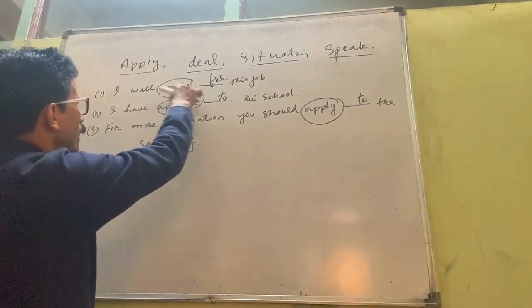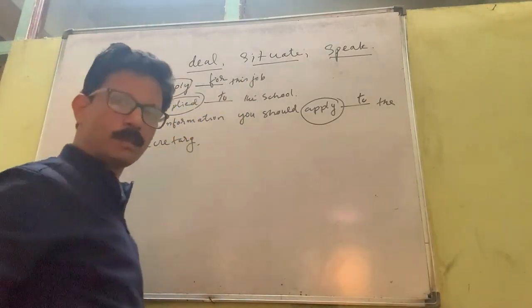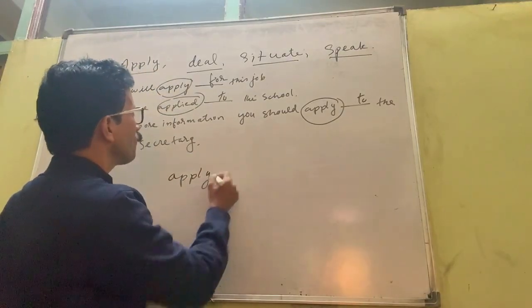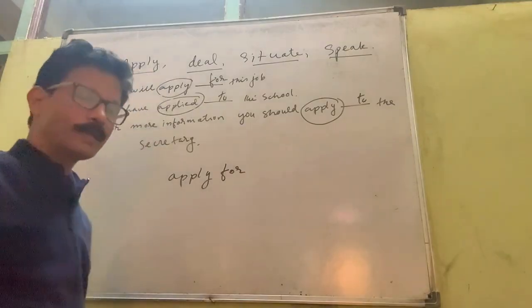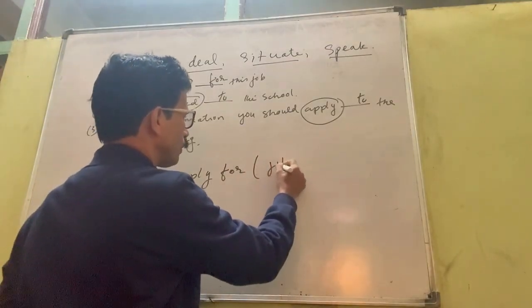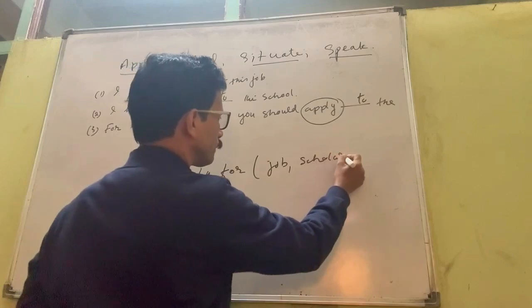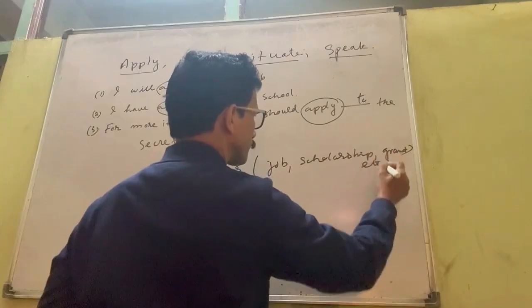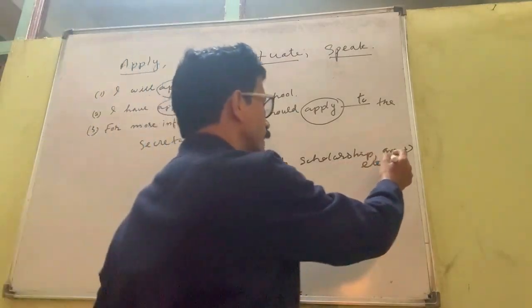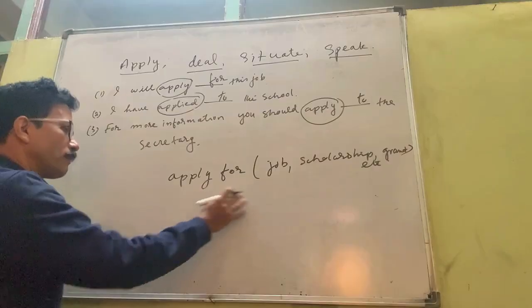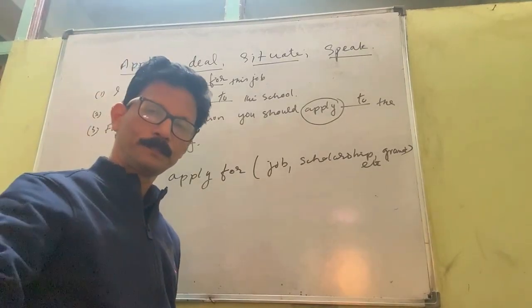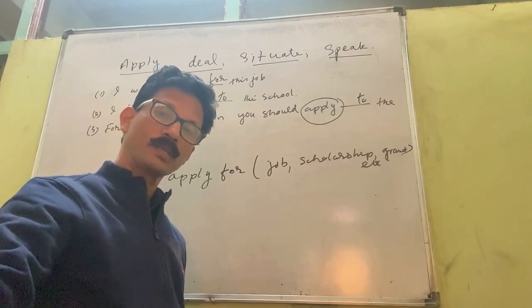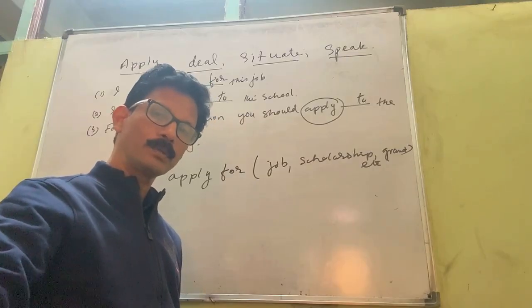If you are applying, listen to the rule so you can understand: apply for something. That something is what? For a job, for a scholarship, for a grant, etc. That is what apply for is. You are applying for something. You apply for the job, you will apply for this post, you applied for the scholarship and all. So if it is something like that, you use apply for.